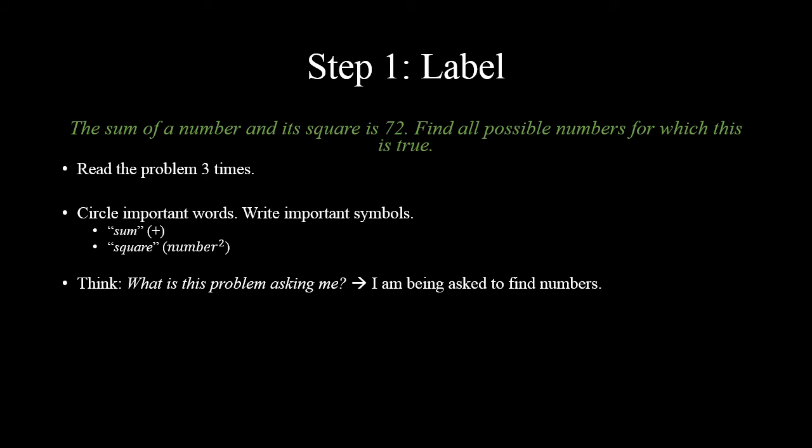Now I'm going to read that problem a third time, and this time I'm going to think, what is this problem asking me, right? I need to find all possible numbers for which this is true. So I'm being asked to find numbers. And remember, this is a number relationships problem, so we're probably looking for pairs of numbers. I want to then label my variable. I'm looking for numbers, right? So I need to choose a variable name for those numbers.